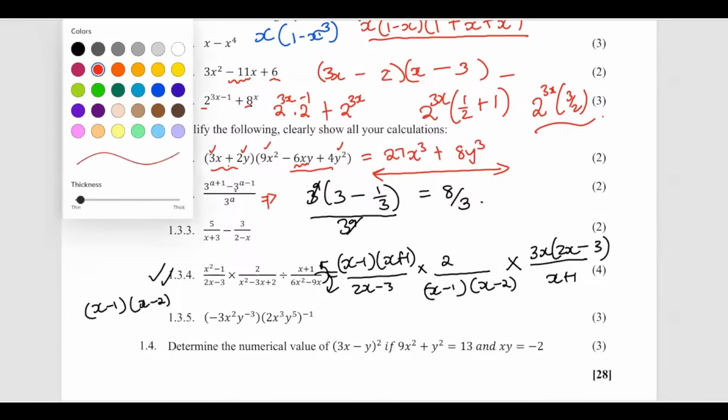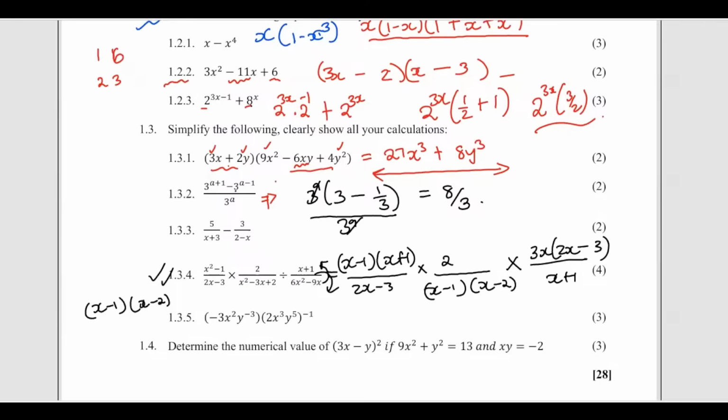Then the next step is the chopping part. Okay, so this chops with that one. This will chop with this one. Then x plus 1 will go with the x plus 1 here. What are we left with? We're left with these 2 and then the 3x over this one. So meaning that our final answer should be just a 6x divided by x minus 2. So this becomes the final answer of what the question wanted.